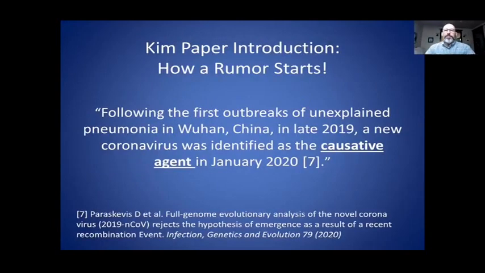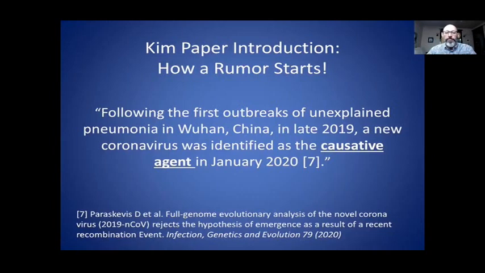But back to the Kim paper, because the Kim paper has something really problematic. And this doesn't come from the conclusion, it comes from the introduction section. In their introductory section, they said basically that a new coronavirus was identified as the causative agent of this unexplained pneumonia in January 2020. Now, this is a very bold statement. And as you saw, the conclusions of the other two papers, which came before this, didn't make any such statements based on their research.